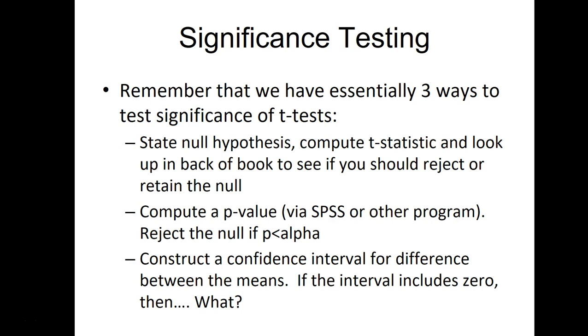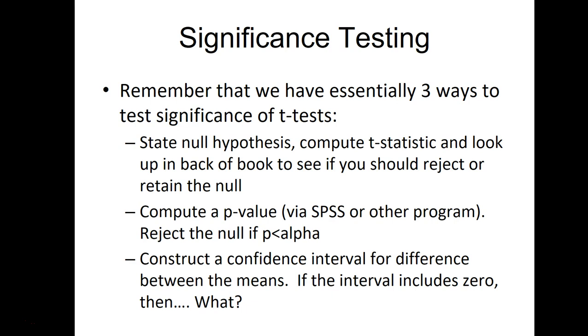Or you can just compute the p-value via SPSS and look at the p-value and figure out if it's less than 0.05, then we reject the null. If not, then we don't reject the null. Or we can construct a confidence interval. Remember that thing? Remember that the confidence interval is the mean plus or minus something, right? So if the interval includes 0, then what? What does that mean? Well, in the t-test, what the confidence interval tells us is the difference between the two samples.